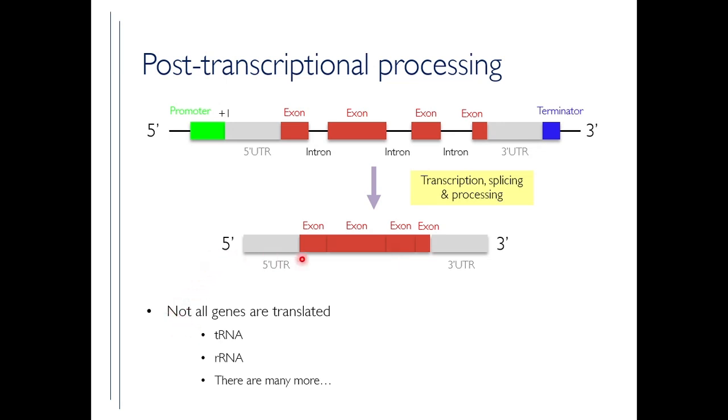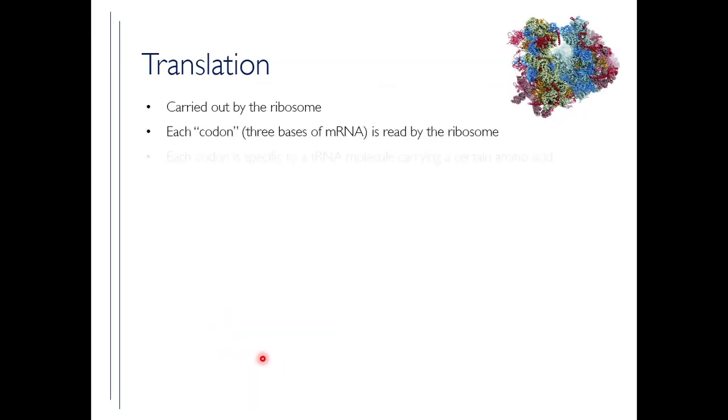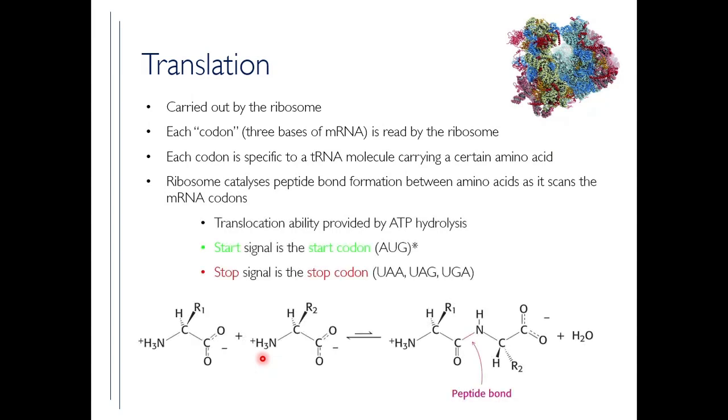Just be wary that this molecule called mRNA would now be translated, but not all genes are actually translated. A lot will now remain as RNAs, so tRNA, rRNA, and there are many other examples. So looking at translation then, it's carried out by the ribosome. Again, hopefully this is all revision, so I'm going to speed up a little bit. mRNA is made up of codons, and 3 bases of DNA make a codon in RNA, which is then read by the ribosome in sets of 3. Each codon is specific to a tRNA molecule, and each tRNA molecule carries a specific amino acid, hence how you can then determine what amino acids are polymerized.